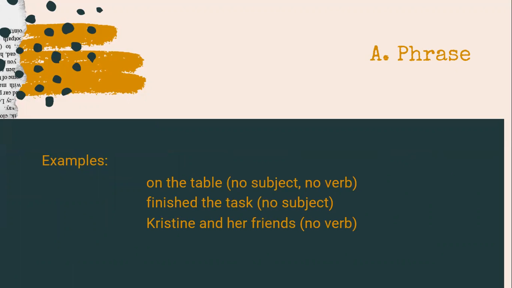So let's see the examples on the table. This is an example of phrase because there is no subject here nor a verb. Second example, finish the task. There is no subject here. Christine and her friends, no verb at all.